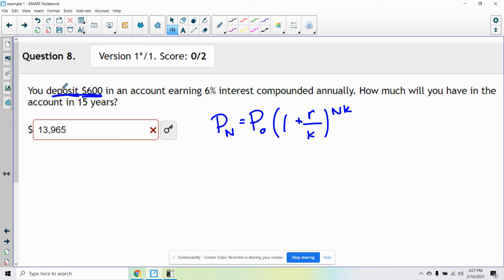If it said you deposit $600 each year, your answer would be absolutely correct. But since it's missing just these two words, it's going to be a compound interest problem. So you're going to use that formula instead.